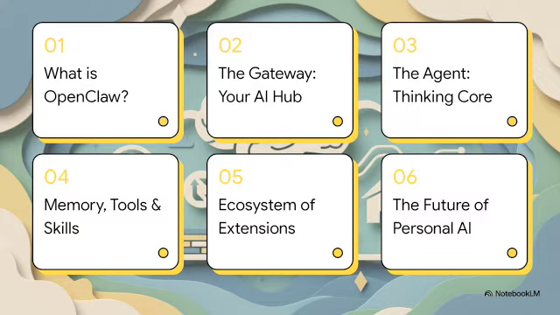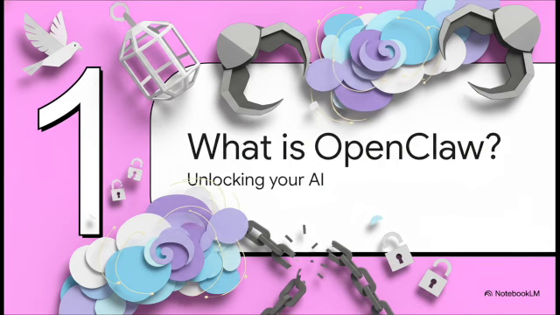So we're going to take a tour of the whole system. We'll start with the big idea, then we'll peek into its central hub, its brain, check out its memory and skills, and see how it can grow, before we look at what this all means for the future of personal AI.